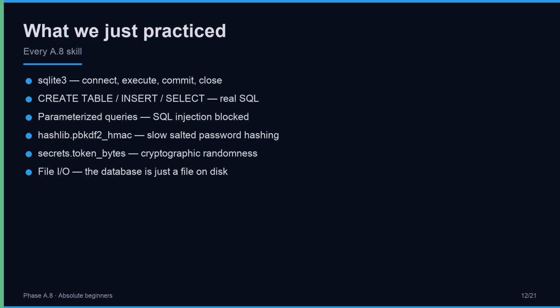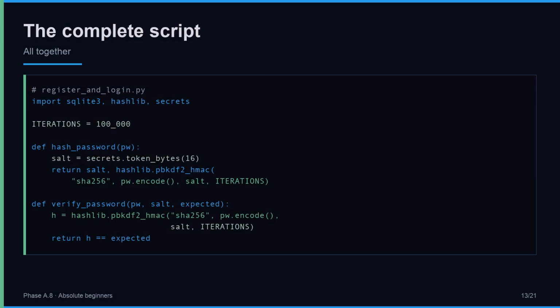6 skills, 1 project. Here is the start of the complete script, the 2 hashing helpers. Notice how short they are. 5 lines for hash_password: generate a salt, derive the hash, return both. 4 lines for verify_password: rederive using the same salt and iterations, compare. Real authentication logic fits in a tweet. The next section wires these into the database.